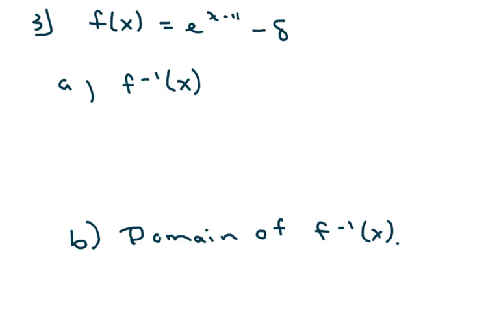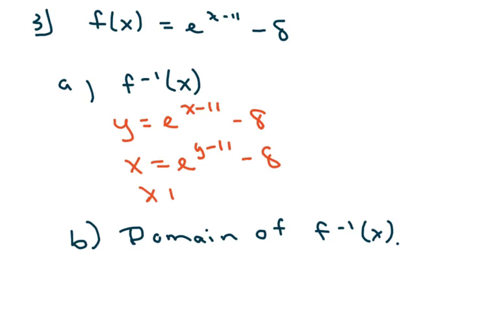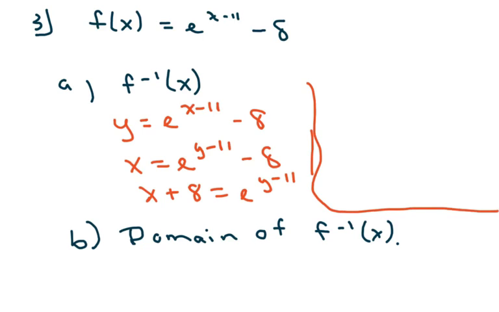The next one is the log one. So first of all, I want you to find the inverse. So what I'm going to do is write this with y first. Okay. I'm going to switch the x and the y, as with all inverses. And then I'm going to solve for y. So I'm going to start moving over here. I'm going to add 8 to both sides. Now in this case I'm going to take the natural log of both sides, and I'm going to work over here, this side.